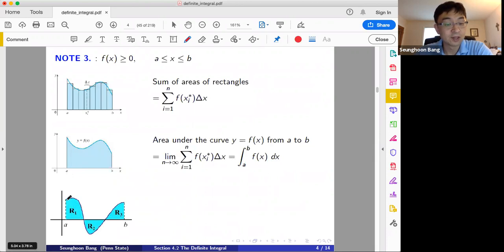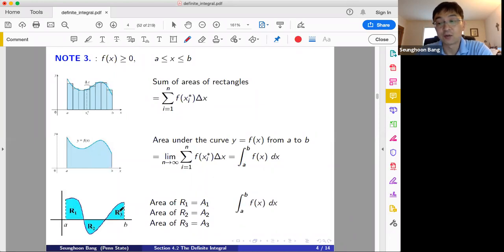So the graph is such that some part is above the x-axis and some part is below the x-axis. The area of R1 we denote A1. The area of R2 is A2. The area of R3 we write A3. So the integral from a to b of f of x dx is exactly A1 minus A2 plus A3. Above the x-axis is positive area, below the x-axis is negative area. That is the whole idea, so we call it net area.